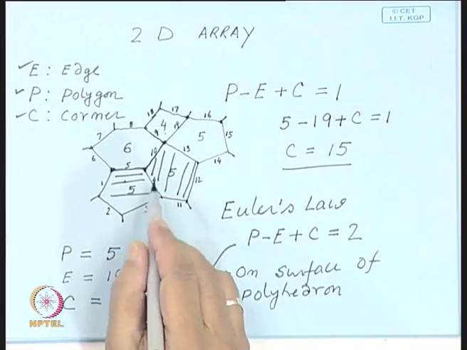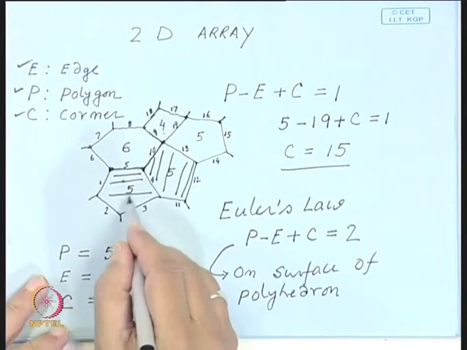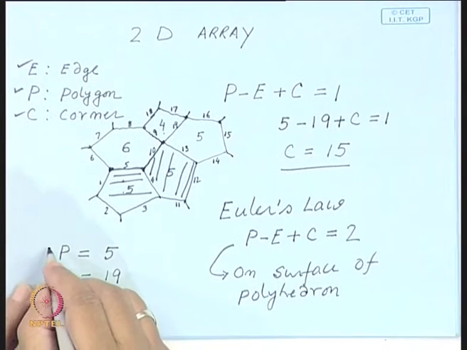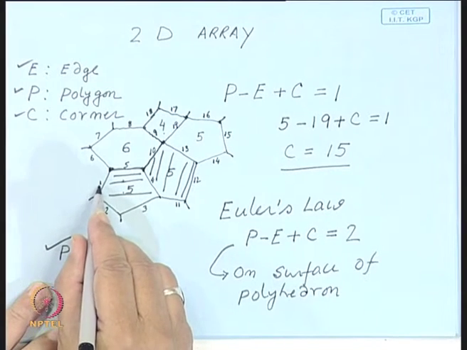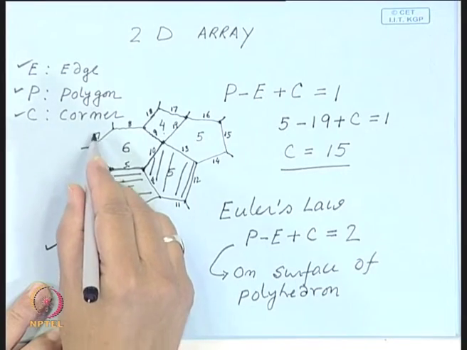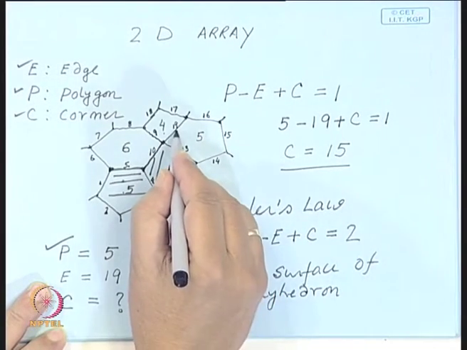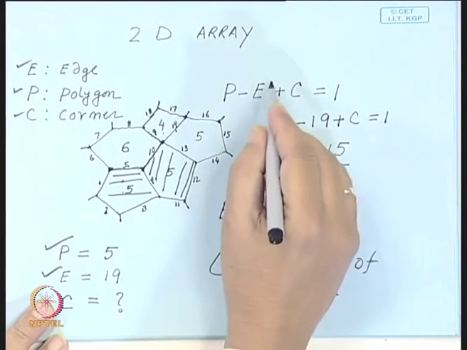Now, in this particular case, you try and count. So, now you have number of this grain, this is 1, 2, 3, 4, 5. So, number of polygon is 5. Number of edges I have tried to mark here 1, 2, 3, 4, 5, 6. So, you go on marking. So, it comes out to be the last one is 19. So, this is 19.